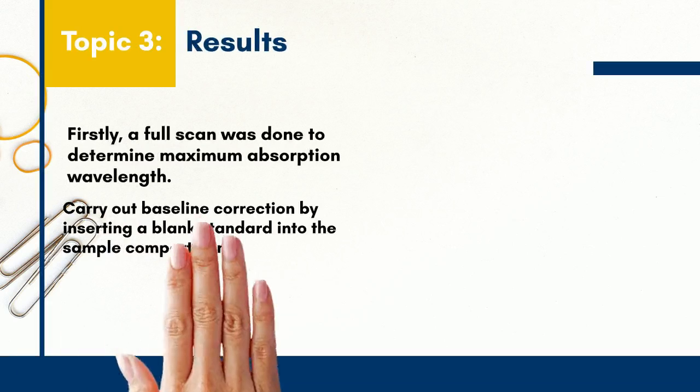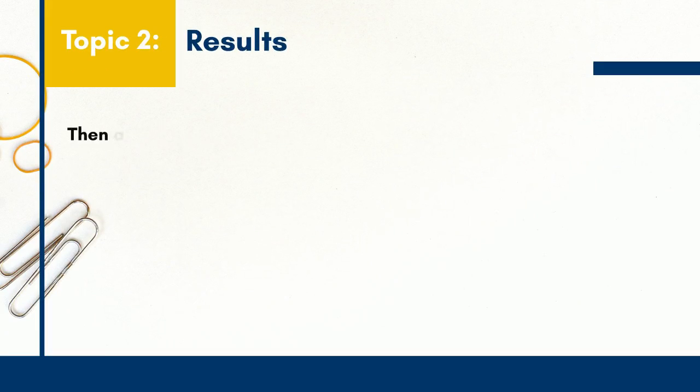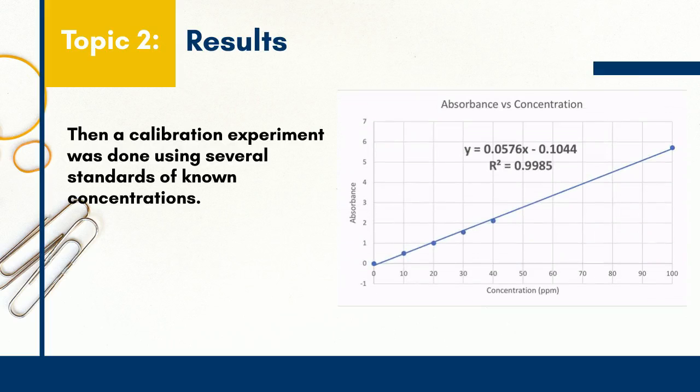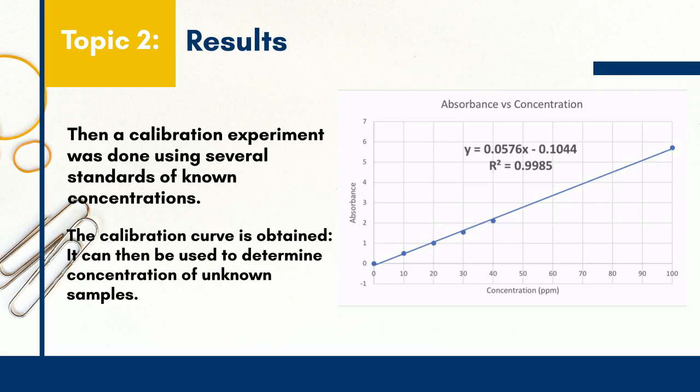To determine the maximum absorption wavelength of caffeine, a full scan was done. As a result, the lambda max obtained for caffeine is 269.1 nanometers. A calibration experiment was done using several standards of known concentration. This is to obtain the calibration graph, which is the absorbance versus concentration graph. It can then be used to determine the concentration of unknown samples based on their absorbance units.